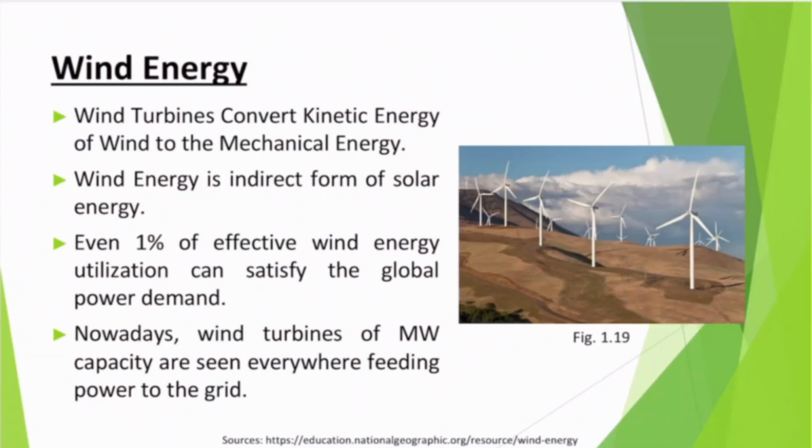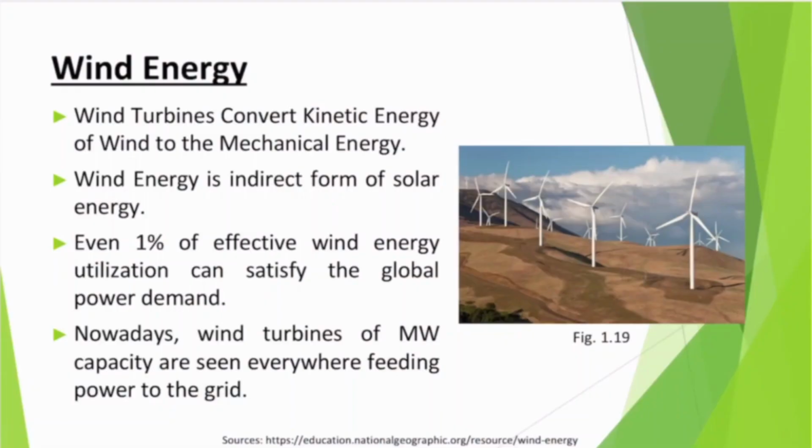Even 1% of effective wind energy utilization can satisfy the global power demand. So what does it mean? It says that we have such a huge potential with wind energy. Even with little utilization, we can survive. The whole world can survive. So I think let us explore it. But there are a few challenges that we will discuss in due course of time. The maximum wind availability is not onshore, but it is maximum in the offshore.